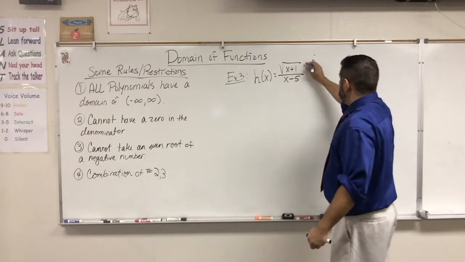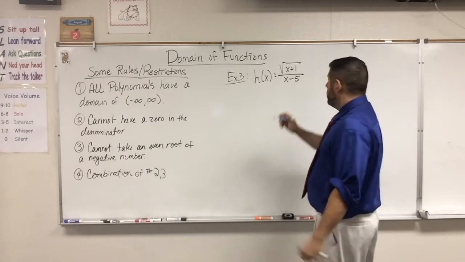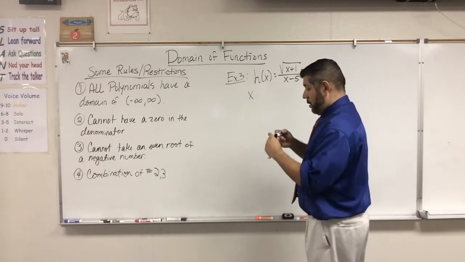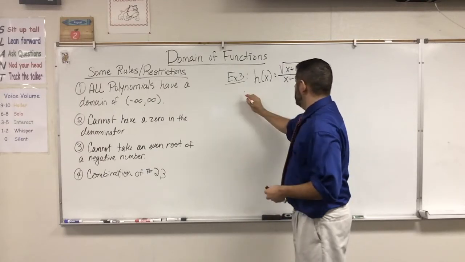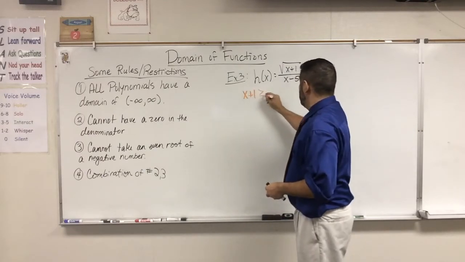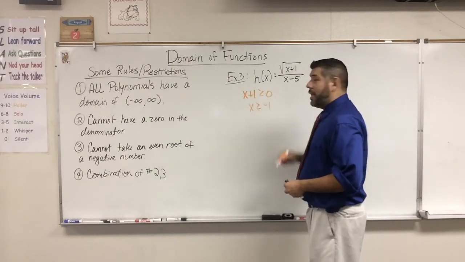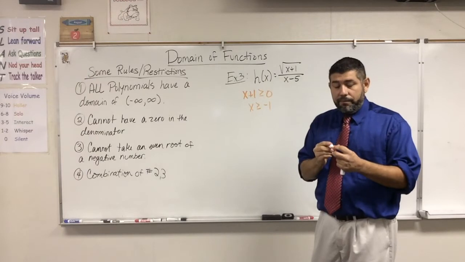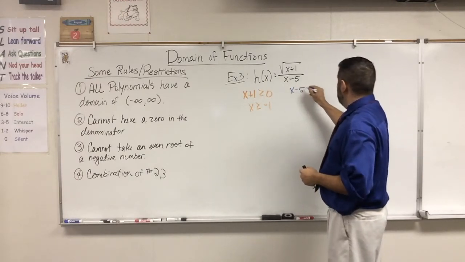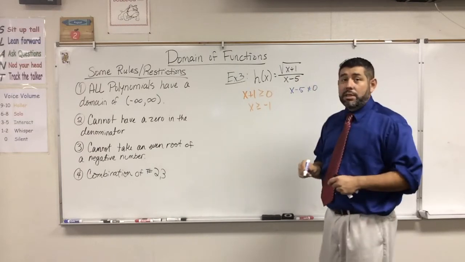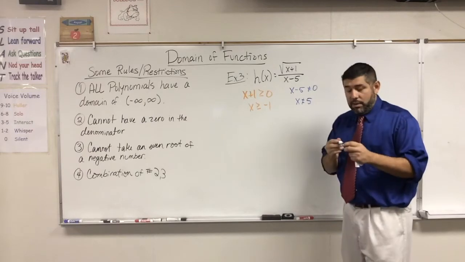So the first one, we have a square root, so we have to take whatever's inside the square root and put it greater than or equal to 0. So I'm going to take what's inside the square root, x plus 1, make it greater than or equal to 0 and solve that. So I get x is greater than or equal to negative 1. Then I'm going to take the denominator. The denominator cannot be 0. So the x value that it cannot be is 5.